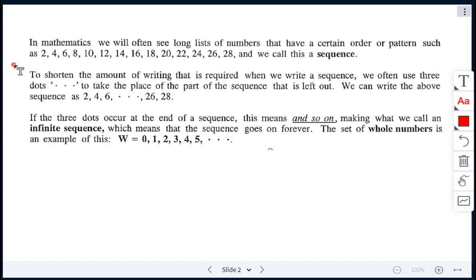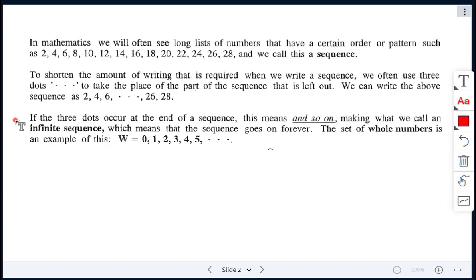To shorten the amount of writing that's required when we're writing out a sequence, we usually use these three dots to take the place of the part of the sequence that's being left out. So for example, here we have 2, 4, 6, and then we're leaving out 8 to 24, and then we've just put 26 and 28 at the end of the sequence. Those three dots represent the rest of the numbers, so we don't have to write out the whole list.